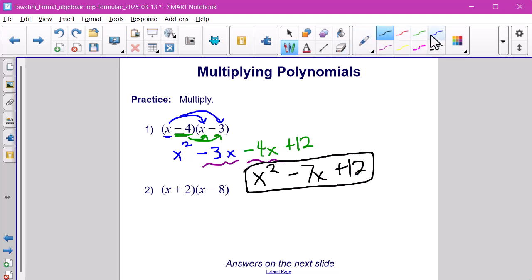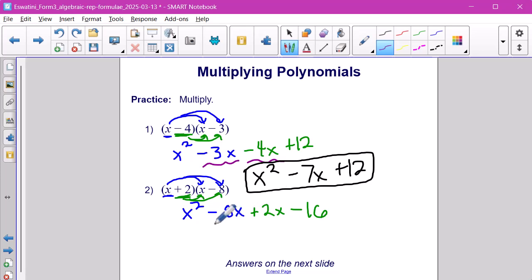Now let's look at the next problem. So again, we're going to take our first x term in the first set of parentheses and distribute it through to the second set of parentheses and use both terms there. So we have x times x, which is x squared, and then x times negative 8, so that's negative 8x. Then we have a plus 2, and we're distributing the plus 2 to both terms in the second set of parentheses. So we have plus 2x, and then positive 2 times negative 8 gives us negative 16, so we have minus 16 at the end.